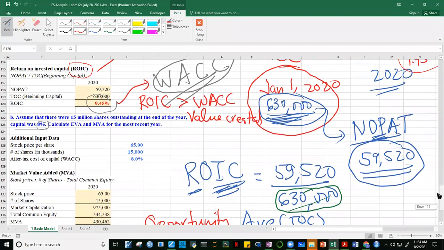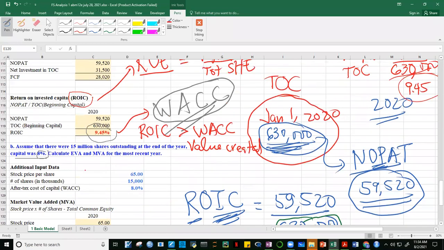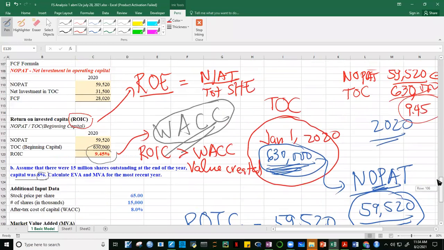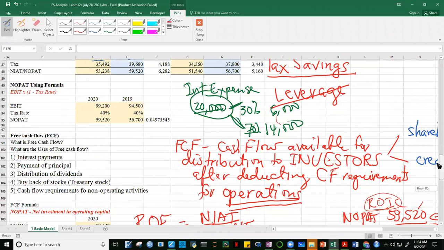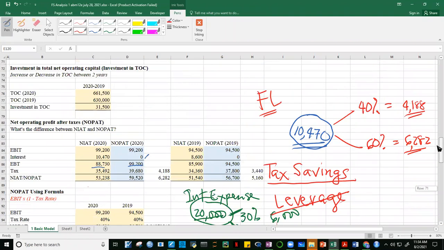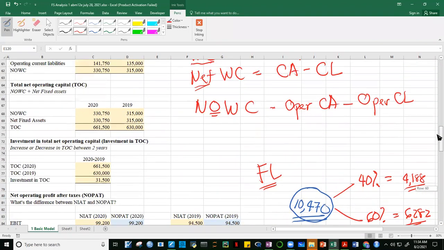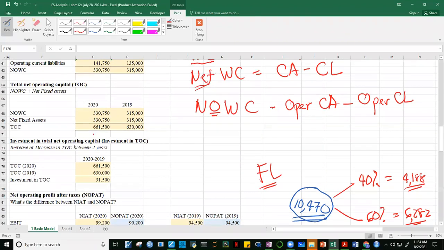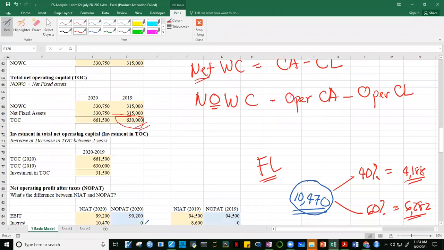And then, going back, guys, how do we compute the TOC? We need the net operating working capital, NOWC, and the net fixed assets. The sum of those two will be your TOC. The beginning TOC will be the ending TOC of the previous year. Okay? That's what we used. Usually, this is what is really used, the beginning capital.